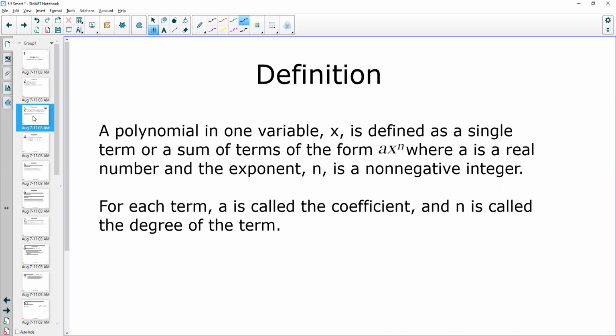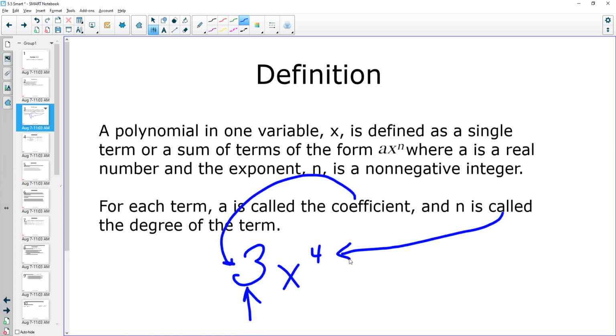So remember this definition. When we're talking about polynomials in one variable x, it's defined as a single term or a sum of terms. So it's a bunch of variable terms together of the form ax to the n, where a is a real number and the exponent n is a non-negative integer. Each term has a part a called the coefficient, and n is the degree. So if I have 3x to the fourth, 3 is the coefficient, n is the degree, the 4. So the coefficient is 3, and x to the n, it's a fourth degree, okay?